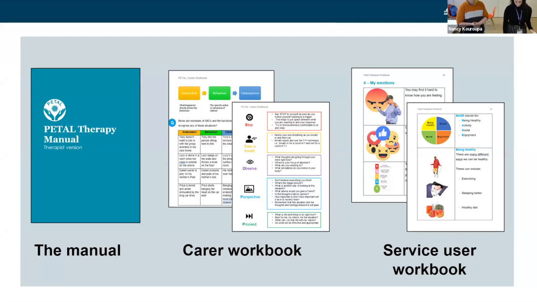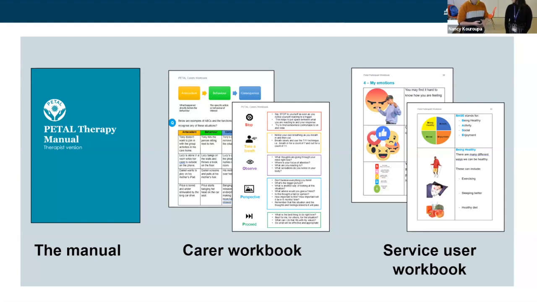We also have carer workbooks and service user workbooks, and they're available online, and we also send therapists printed copies, and these are for the carers and the service users to use during the intervention. It has all of the module content, it has spaces for them to write in answers and to keep track of where they're at and for them to take away, and it also has all of the home practice tasks and everything they need to do, so everything's in one place for them.